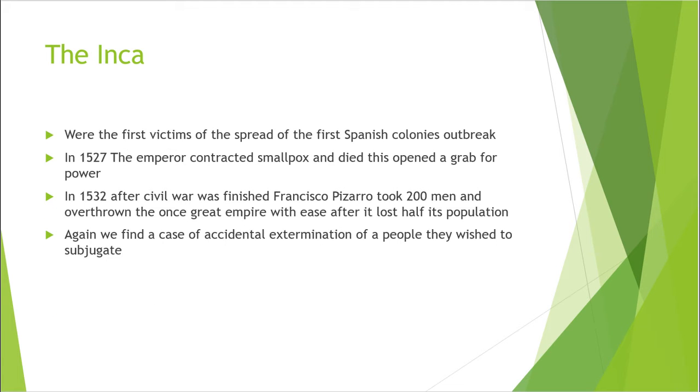In another case that is very similar to the Aztecs, we'll look at the Incas. The Incas were the first victims of the spread of the original outbreak from the Spanish colonies. In 1527, the emperor had contracted smallpox through his family during travels and died, and this created an open power grab within the empire. By 1532, after the civil war had finished, Francisco Pizarro took 200 men and overthrew the once grand empire with ease after it had lost half of its population to smallpox. Again, we find a case of accidental extermination of a people they wished to subjugate, which is not genocide.